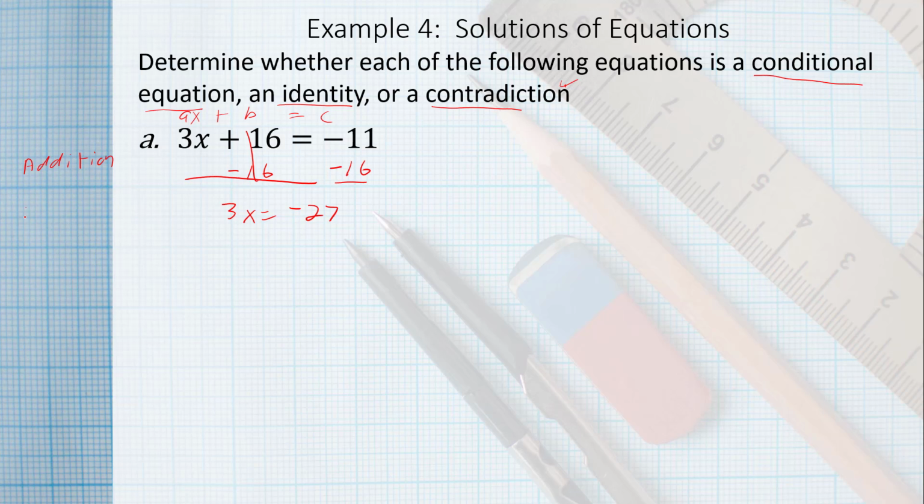And then using the multiplication principle of equality, we will divide this side by 3 and the other side by 3. These will cancel. This will become negative 9. And we have that x is equal to negative 9. So this is a conditional equation. And in your homework, if you determine that an equation is conditional, you will also need to write down what the solution set is. And the solution set is negative 9.